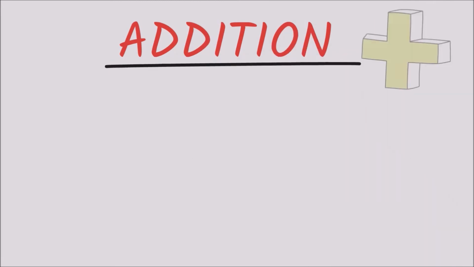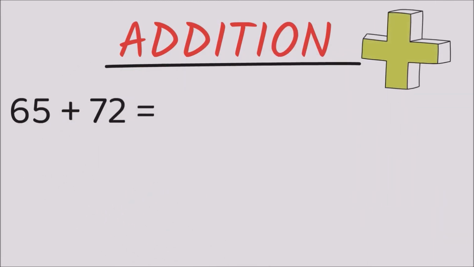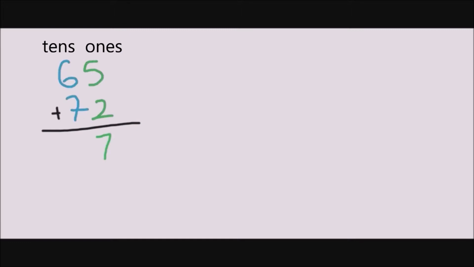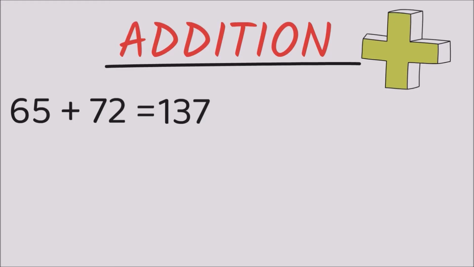First, let's try 65 plus 72. So we start by lining the numbers up by their place values. Then we add the digits in each place value group, starting with the ones digit. So 5 plus 2, and that gives 7. Then for our tens digits, we have 6 plus 7, and from the previous video, we can easily get the sum, which is 13. So our total is 137.